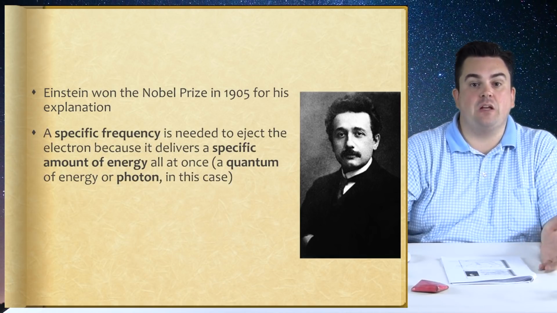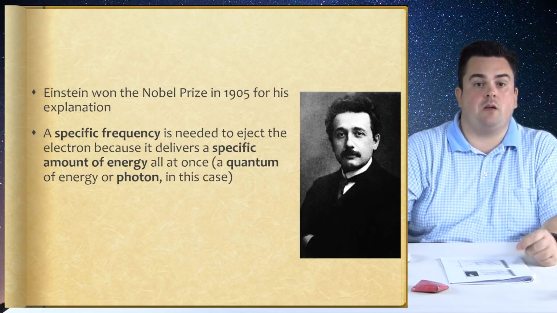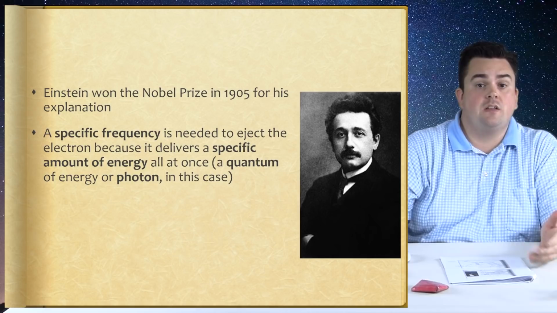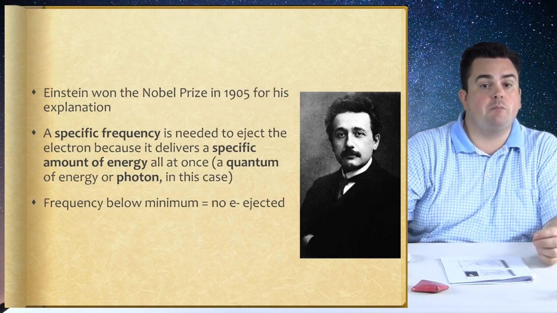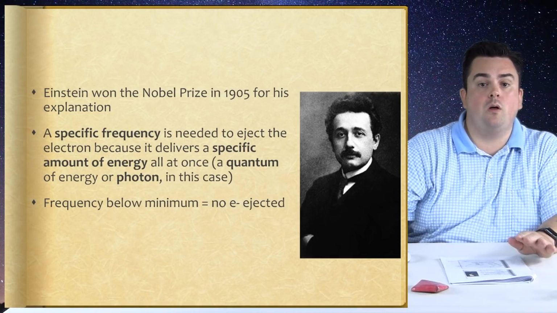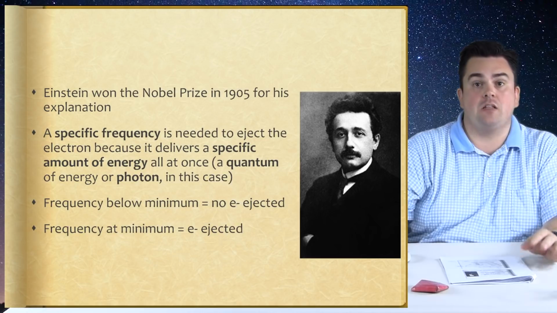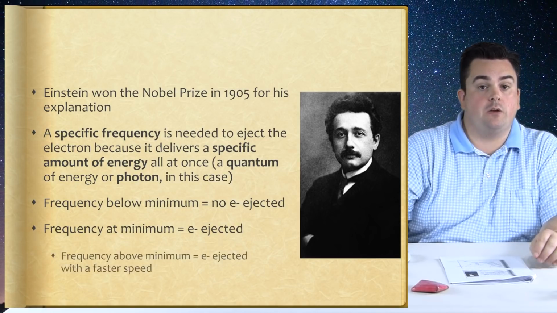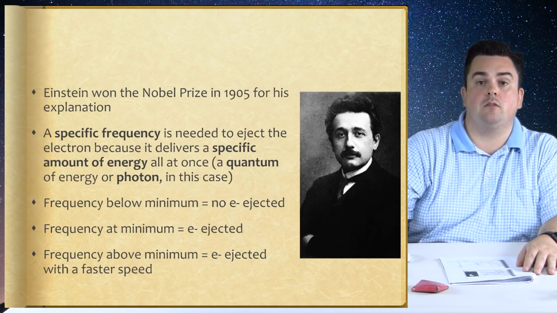A specific frequency is needed to eject the electron because it delivers a specific amount of energy all at once, a quantum of energy, or a photon in this case. Frequency below the minimum, no electron ejected. Frequency at minimum means that electrons are in fact ejected. Frequency above the minimum, electrons are ejected at a faster speed.